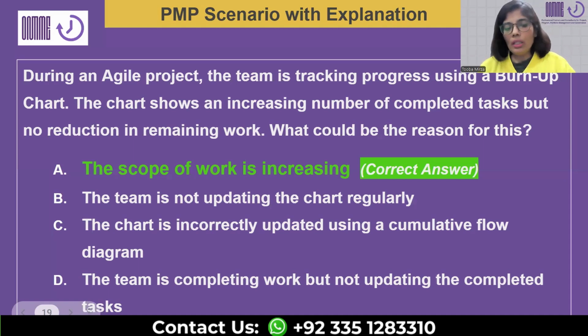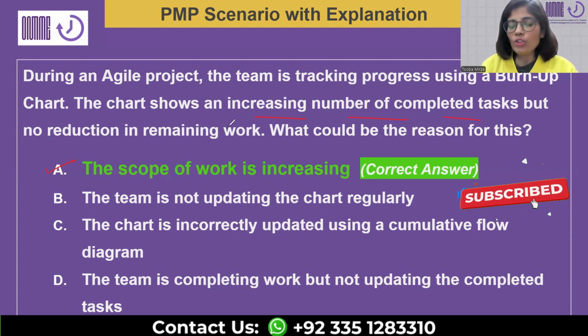So why not B, C, D in this situation? The team is not updating the chart regularly. This is not correct, because the chart shows an increasing number of completed tasks. This is clearly mentioned in the question, which means the team definitely is updating their work, and it's being reflected on the burn-up chart as well. However, the question is not about what has been completed, or whether that is correctly reflected or not. What has been completed is updated and reflected on the burn-up chart.